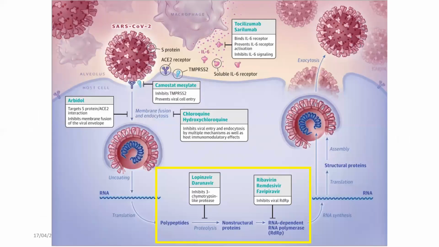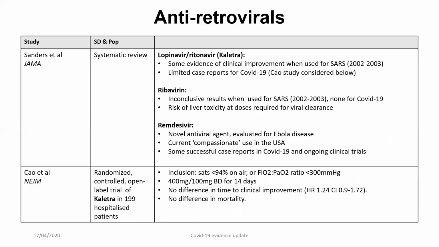So I'm going to talk briefly about antiretrovirals, which are either kind of protease inhibitors or polymerase inhibitors. In the Sanders review, they talk about quite a few of these. I'm going to focus on lopinavir and ritonavir, which is in a combined tablet called Kaletra, which has been used to treat HIV for a long time. There was some evidence of clinical improvement when used for SARS in the 2002-2003 outbreak, but there's limited case reports.